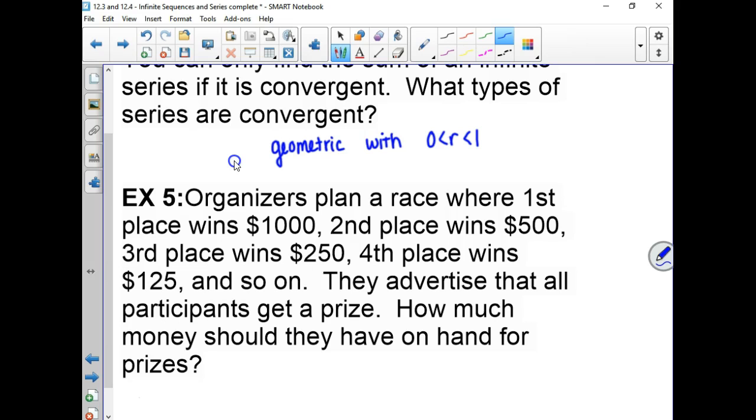So we don't know how many people there are. The number of people that run this race is unlimited, right? It could be 10 people, it could be 1,000 people, it could be 1,000,000 people.